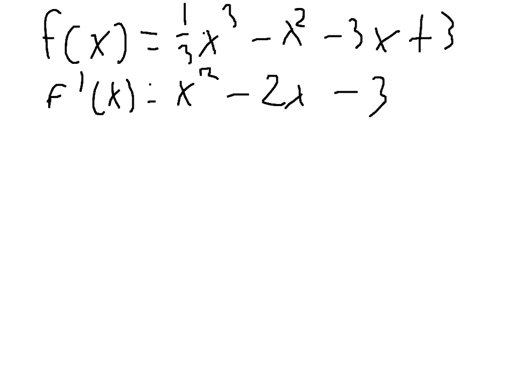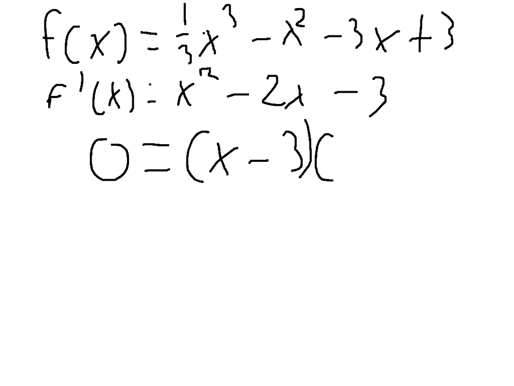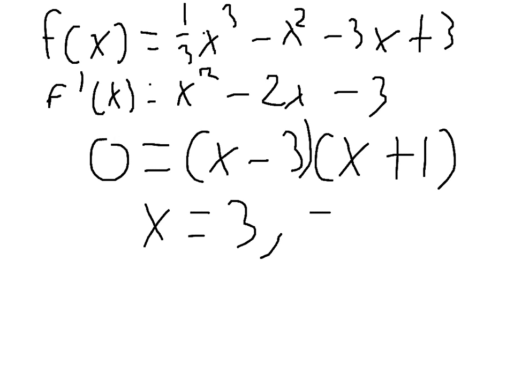So we would factor this. So that would come out to 0 equals x minus 3, x plus 1. So your zeros are 3 and negative 1. So what you do now is you set up a derivative chart. So you set up your first derivative chart, and you already know your zeros because you have 3 and negative 1.